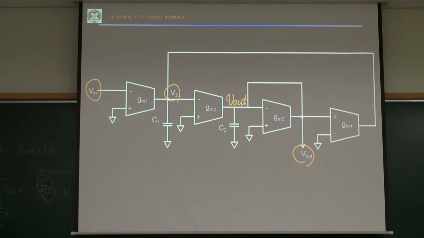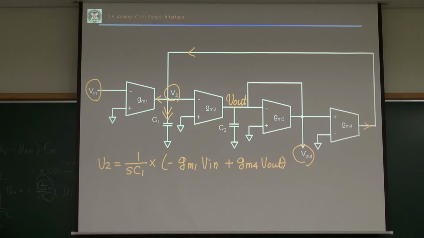So let's see. What's the current flowing into here? Then my V2 equals 1 over SC1 times the current flowing in. That current is a sum of this one, minus GM1 V in, that's flowing out. How about this one? This is flowing in. Yeah, this is GM4 V out, right? So those 2 currents are flowing into C1.